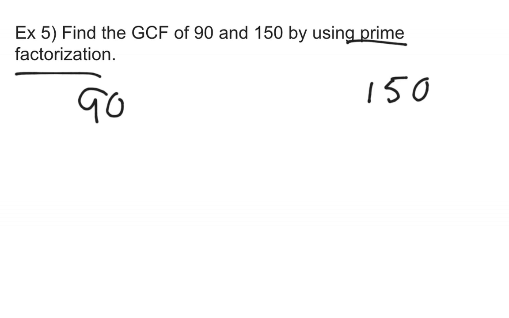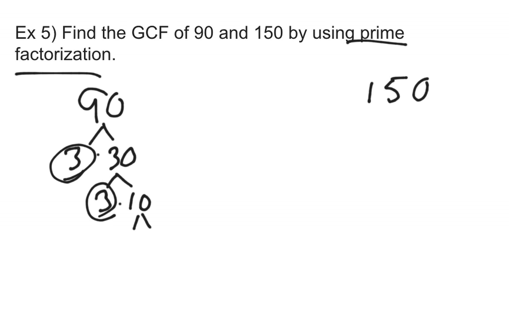Okay, you're back. When we break down 90, the first thing I think about is 3 times 30. The 3 is prime, so I circle it. The 30 becomes 3 times 10. The 10 becomes 2 times 5. Now I'm going to write this least to greatest.